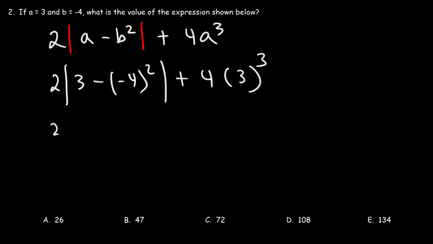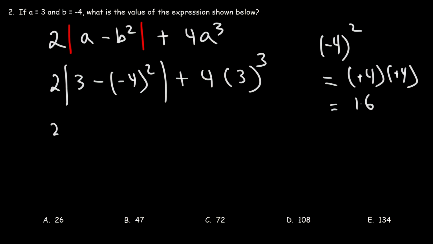So let's start with this. What is negative 4 to the second power? So this means that we're multiplying two negative 4's together. A negative times a negative is a positive number. So that becomes 16. So we have 3 minus, and then replace that with 16.